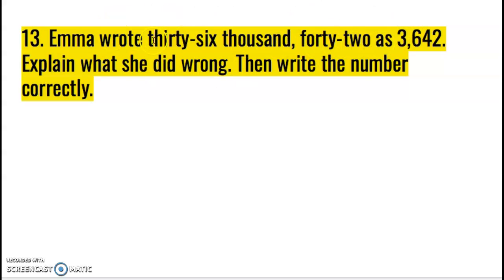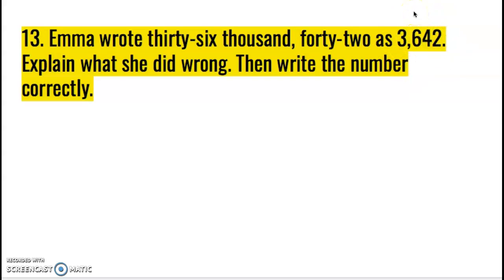36,042, and I'm going to have them try to write the number that they see here on their own. Before we do anything else, they're going to have private think time to write that number on their desk. Then they are going to be asked to compare the number that they wrote to what she wrote. Since the question says explain what she did wrong, they should hopefully understand that this is not the correct answer.